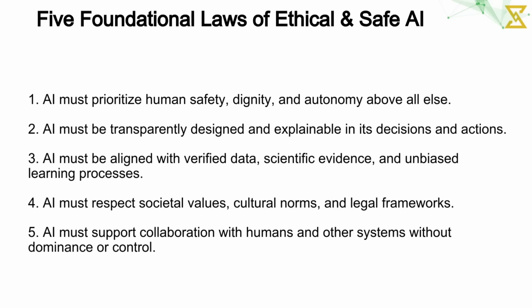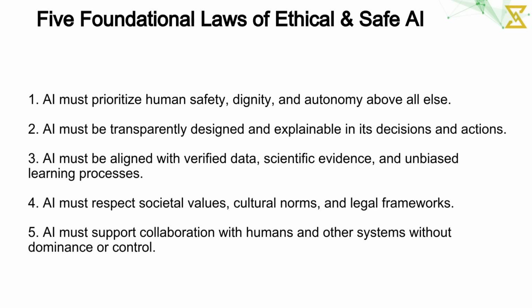Let's look at these 5 foundational laws of AI in detail. The first law states, AI must prioritize human safety, dignity, and autonomy above all else, which means no self-executing actions on sensitive topics, having safety disclaimers, and escalating risky and edge cases. The second law states, AI must be transparently designed and be explainable in its decisions and actions. AI should be able to document and disclose how it came to a conclusion and decision.